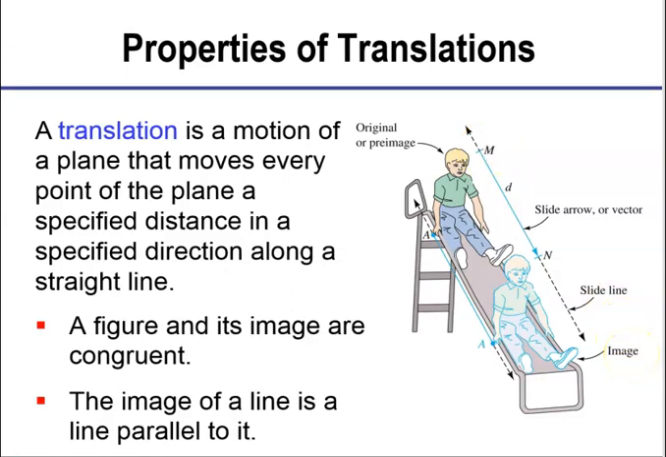We have something called a slide line, and you see the slide line is along here, so this is the direction the image is moving. The original is also called the pre-image, okay, and this is the image, the new image that's a copy. Notice these are congruent, so we're not changing the size of the image whatsoever, okay, and then you have a slide arrow or a vector, and this tells you the distance that the translation has moved.